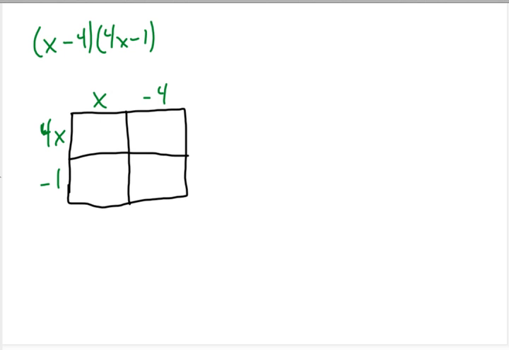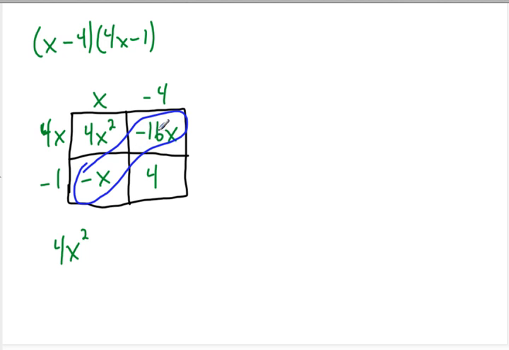So we have 4x times x means 4 times x times x, which means 4x squared. Negative 4 times 4x is negative 16x. X times negative 1 is negative x. And negative 4 times negative 1 is positive 4. And again, those diagonals here are like terms, so they can be combined. So we end up with 4x squared, negative 16, and even though it's not written here, when you have a negative x, it means negative 1x. So negative 17x, and then plus 4 is your final answer.